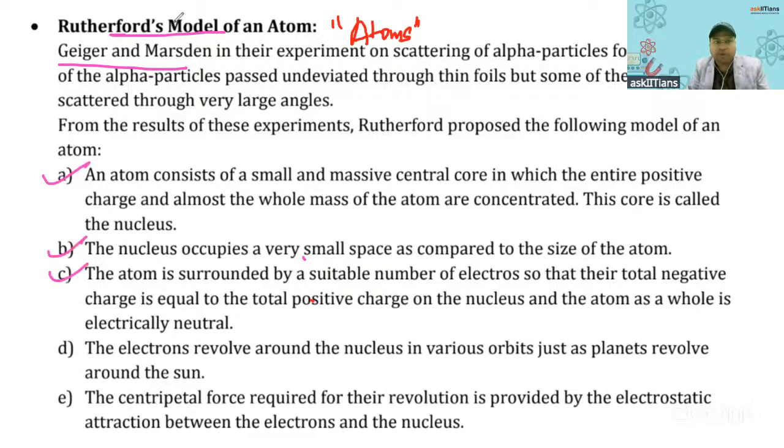You can get a theory question of 2 marks or something, asking what is the Rutherford model of an atom. So you need to tell these points: an atom consists of a small and massive central core in which the entire positive charge and almost the whole mass of the atom are concentrated. This is known as the nucleus. And the nucleus occupies a very small space as compared to the size of the atom, so that means most of the atom is empty. You need to tell that. The electrical neutrality part you should tell. And electrons revolve around the nucleus, that is what Rutherford said. The centripetal force point you can say is required for the revolution of the electrons around the nucleus. So you need to learn these points of Rutherford's model.